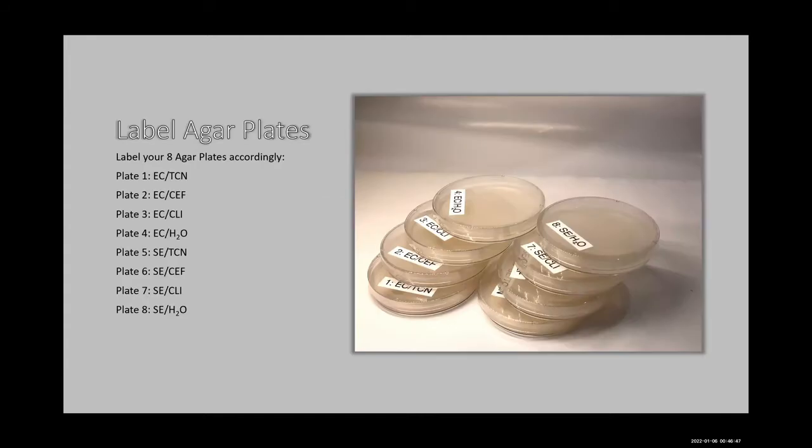Procedure. Label the agar plates. Each plate will have a number as well as a notation for which bacteria has been cultured and which antibiotic disc has been placed. So plates 1 through 4 will be for E. coli, plates 5 through 8 for S. epidermidis. TCN, CEF, CLI, and H2O will denote the contents of the paper discs placed on the agar plates.